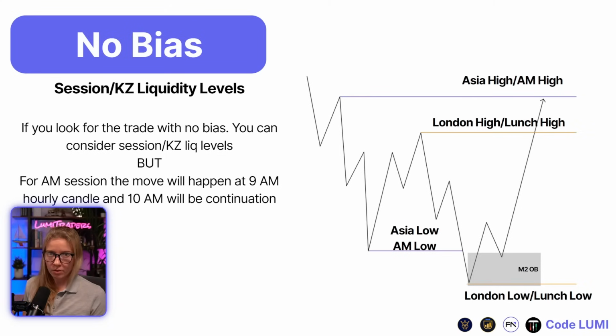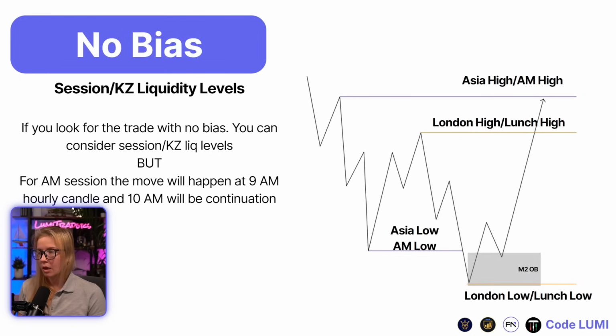So for example, let's talk about the AM session. No bias, just want to trade from session liquidity level to session liquidity level, from kill zone liquidity level to kill zone liquidity level. As you can see, price took Asia low, right? Maybe it took London low. It's up to you. Once again, doesn't really matter. Let's say it took Asia low or London low.